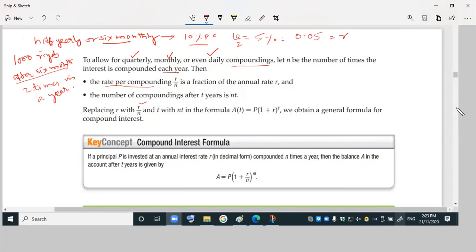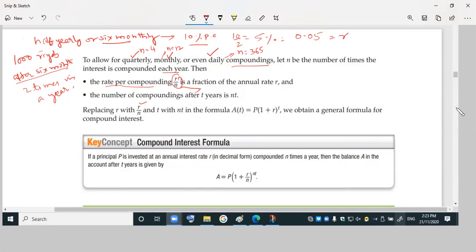So therefore in the formula, we will replace R by R upon N. Here N is the number of compounding periods in a year. For quarterly, N will be equal to 4 times. For monthly, N will be equal to 12 times. And for daily, N will be equal to 365 days in a year.